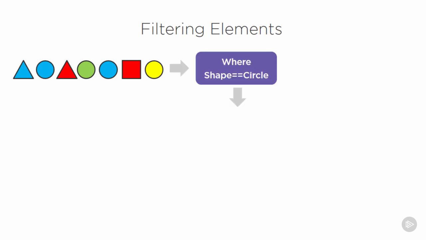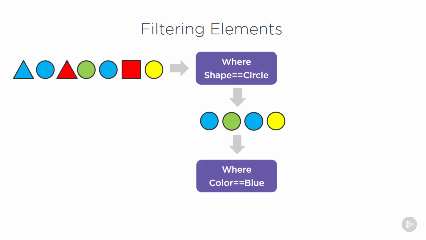And we can do that by adding a where node, which will filter out the shapes we don't want. So the output of our pipeline is now a sequence that contains only circles. And what if we only want blue circles? Well, we can do that too by adding another where node into our pipeline that only lets blue shapes through. And so we've filtered our input sequence even more.